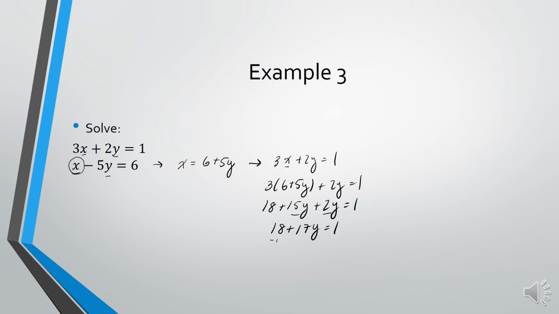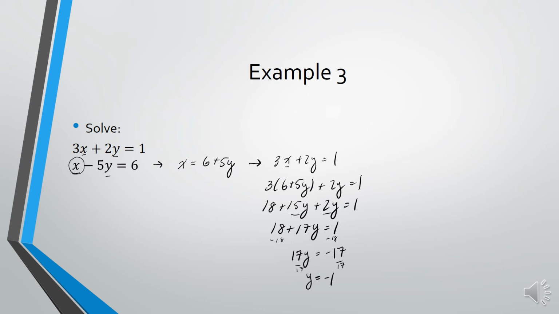Then I'm going to subtract 18 from both sides. So 17y equals negative 17. And lastly, divide both sides by 17. So y equals -1. But again, that's only half of the solution.